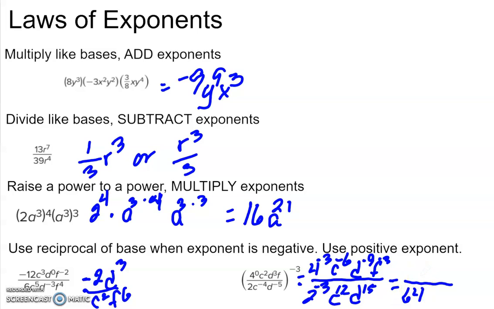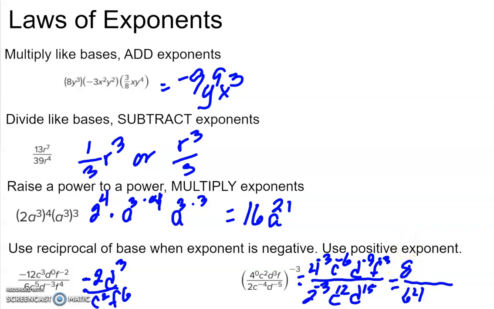2 to the negative third. So now you got to think, what's the reciprocal of 2? Or since this 2 is in the denominator, what's the reciprocal of 1 over 2? The reciprocal of 1 over 2 is 2. So that'd be 2 to the third power. 2 to the third power is 8.